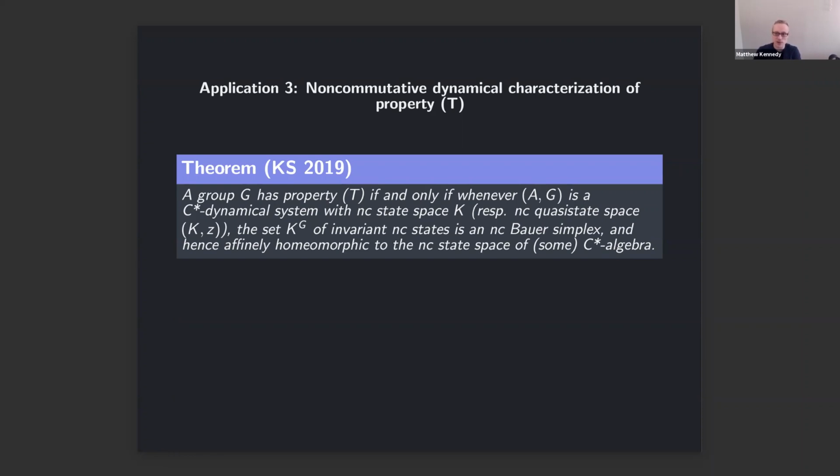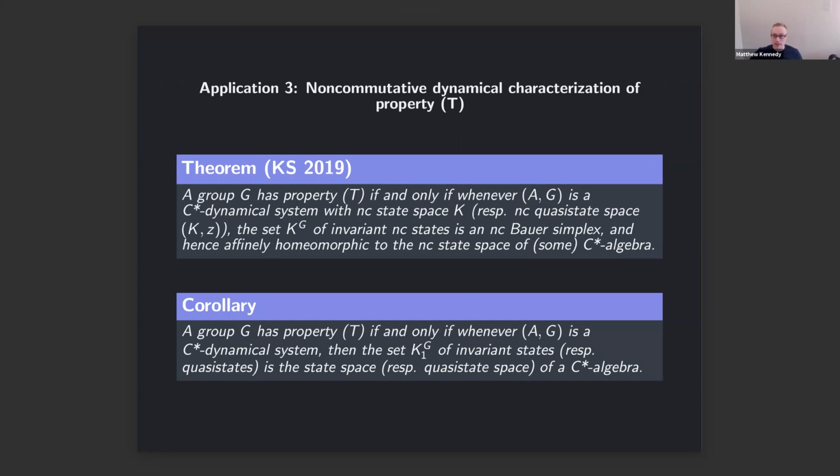What we showed specifically is that a group has property T if and only if, whenever it acts on a C-star algebra or on a C-star dynamical system with NC state space K or NC quasi-state space K-zero in the non-unital case, then the set of invariant states or quasi-states is an NC Bauer simplex. Okay. So in particular, this says that the set of invariant or fixed NC states is really the NC state space of another C-star algebra, typically non-commutative.